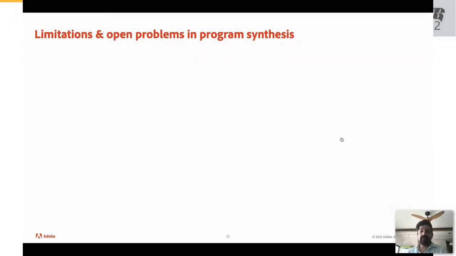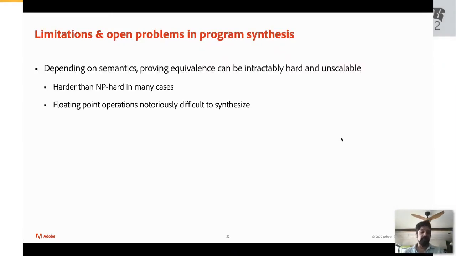So program synthesis has a bunch of limitations and open problems. Like I said before, depending on the semantics, proving equivalence can be intractably hard. In fact, in some cases it boils down to the halting problem. So we know that even theoretically, we won't be able to synthesize everything. Even for the subset of semantics that we supported in Dexter, it is far harder than NP hard. This is in PSPACE, which is a much more difficult equivalence class of difficulty.